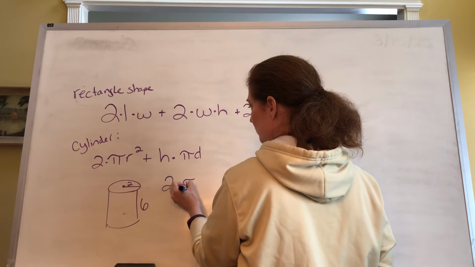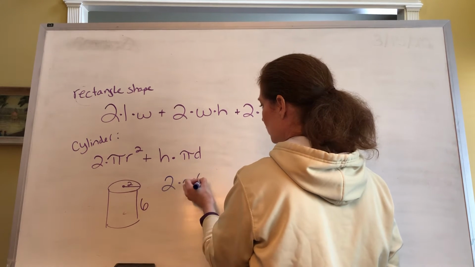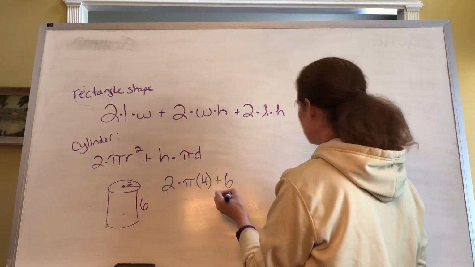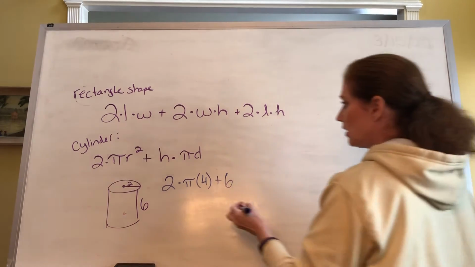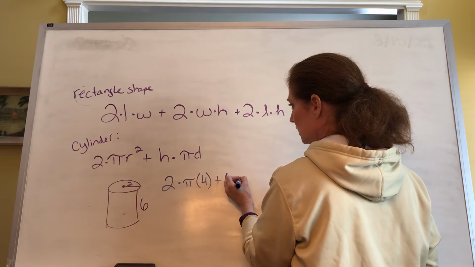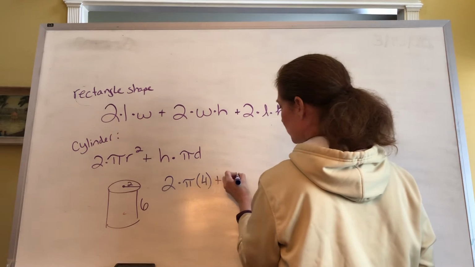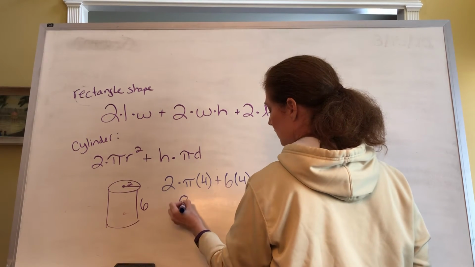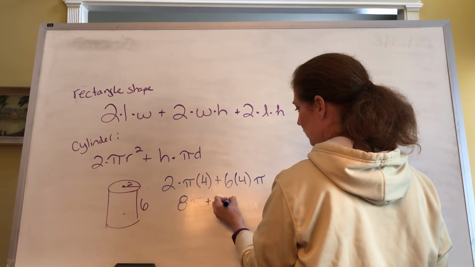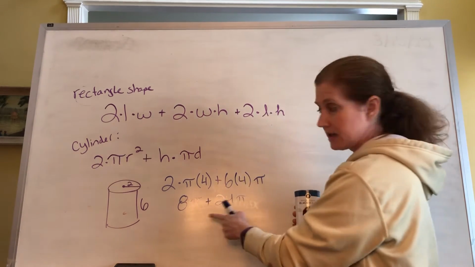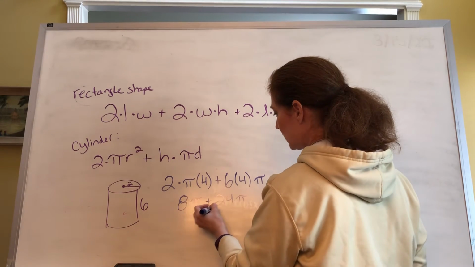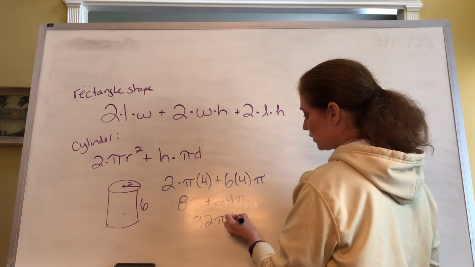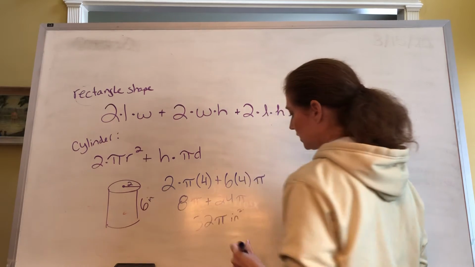we've got 2 pi times r squared, which is going to be 4, plus the height, 6, times the diameter. Since that's 2 for the radius, the diameter is going to be 4, and that's also times pi. So I have 8 pi plus 24 pi. I can add these together because they both have pi in it, and so we have 32 pi as my surface area. We'll just call it inches. All right, so inches squared.